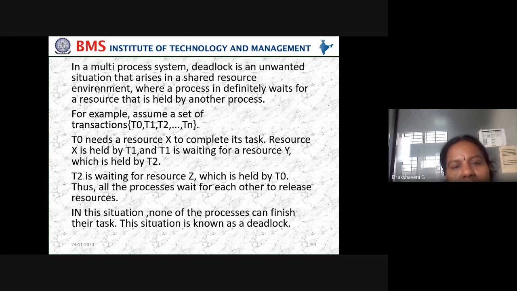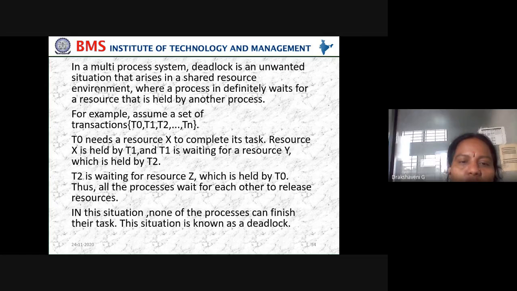So in a multi-processing system, deadlock is an unwanted situation. Many processes use shared resources, but we don't know who will use that resource. You have studied this in the operating system. Same way, even in the database we have something called a deadlock. Deadlock is an unwanted situation that arises in a shared resource environment where a process indefinitely waits for a resource that is held by another process.